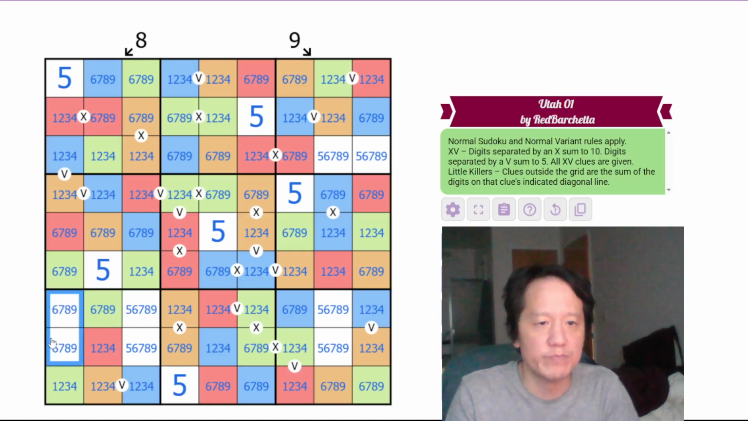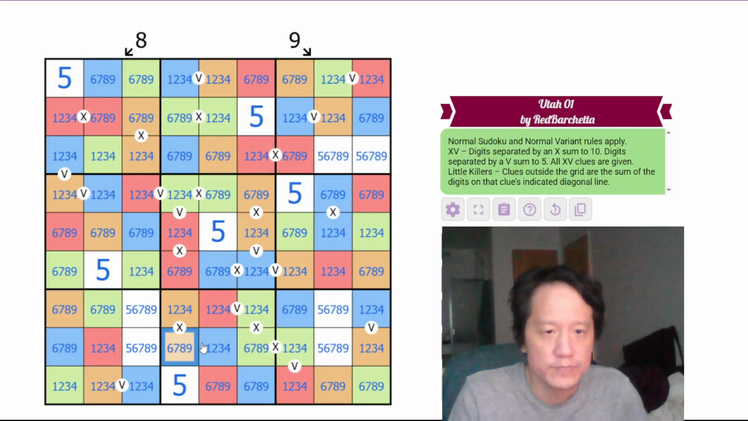So we're missing blue high and orange high. Orange high can't be here, so this must be orange high, and therefore this is blue high. 5 is one of these. We're not sure which.